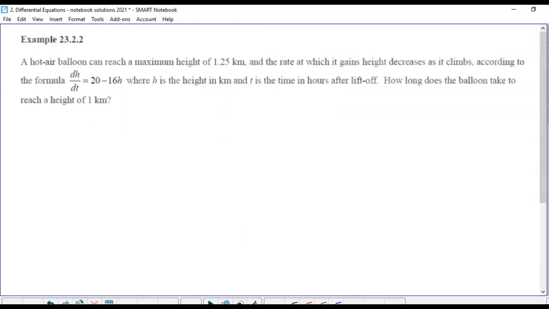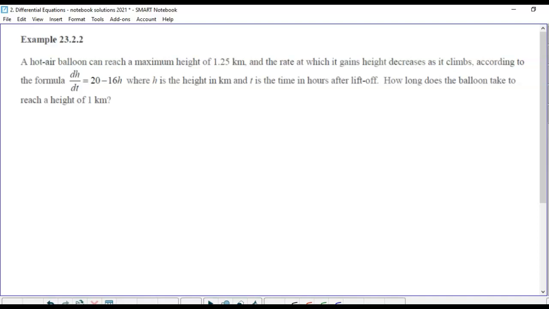Next one. A hot air balloon can reach a maximum height of 1.25 kilometers, and the rate at which it gains height decreases as it climbs. So it goes up really fast, and then it starts slowing down its increase in the height, according to that formula. Okay, so h is height in kilometers, t is time in hours after liftoff. How long does the balloon take to reach a height of 1 kilometer?